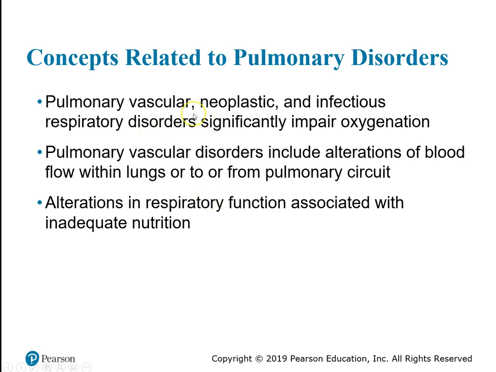What's going to happen here? Just like all of these pulmonary disorders we've been talking about, they're going to significantly impair oxygenation. And if you're talking about pulmonary vascular disorders, they can include alterations of blood flow, right? So either within the lungs or to and from the lungs. If we're talking about blood moving from the heart to the lungs, maybe it's not getting there, okay?